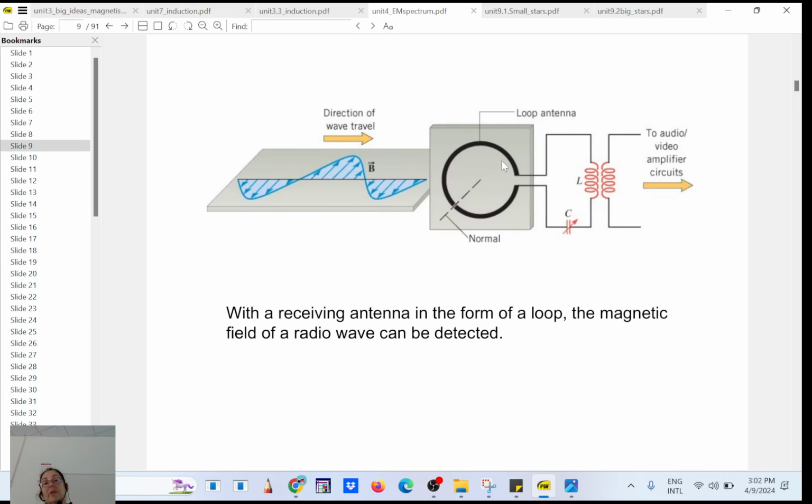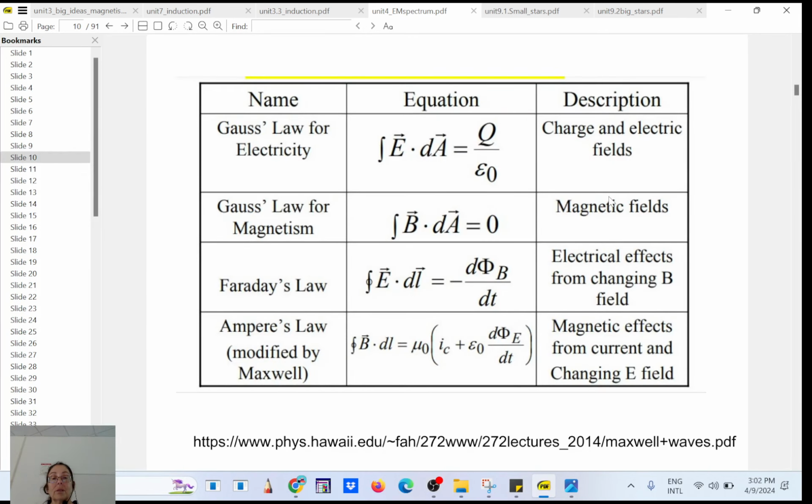Okay, you can do the same thing. Instead, you can have an antenna which is like a circle. So that way, you are not picking up the electric field, you are picking up the magnetic field. The magnetic field is going to oscillate through the loop. It's going to induce a current here, and that current goes to some electronics and you turn that into an electric signal. So that's how it works.